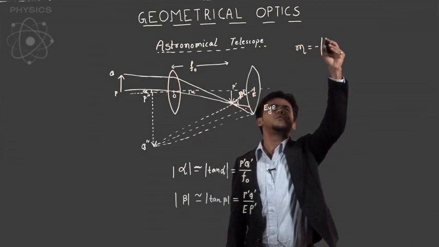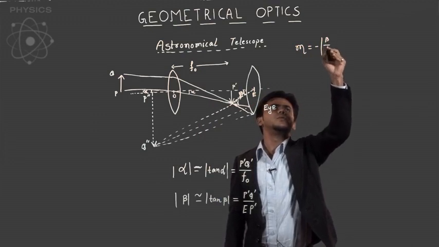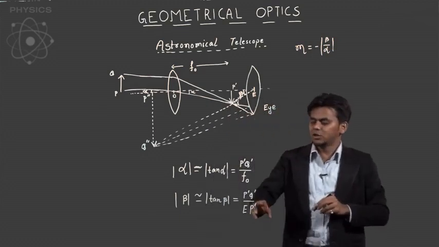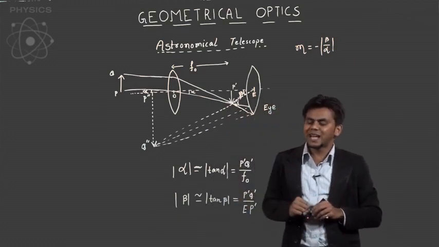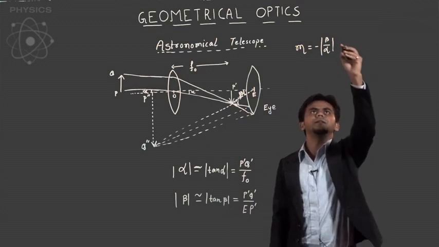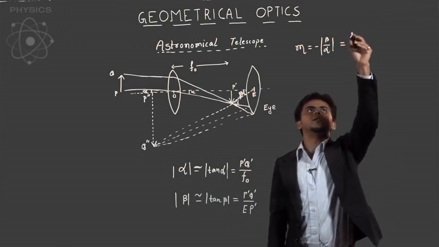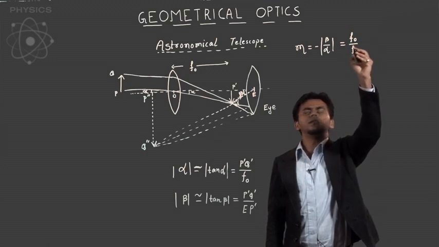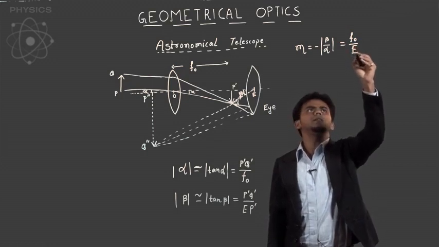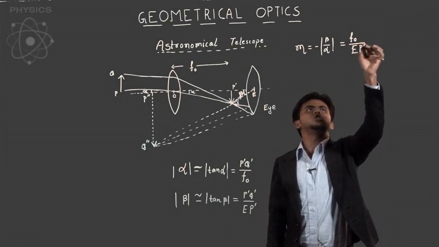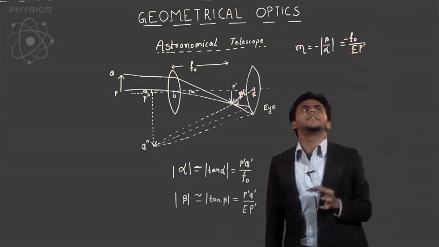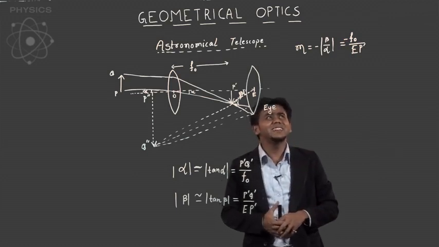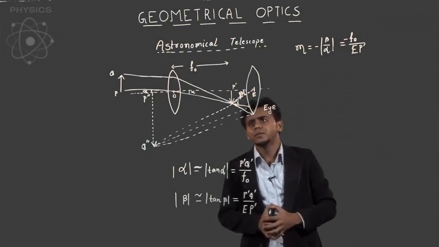So, magnification over here would be equal to minus mod of beta by alpha, which essentially is your P dash Q dash would be cancelled away, F naught would come over here. So, this would be equal to F naught upon your EP dash with a negative sign. What I need to find out now is the EP dash value.